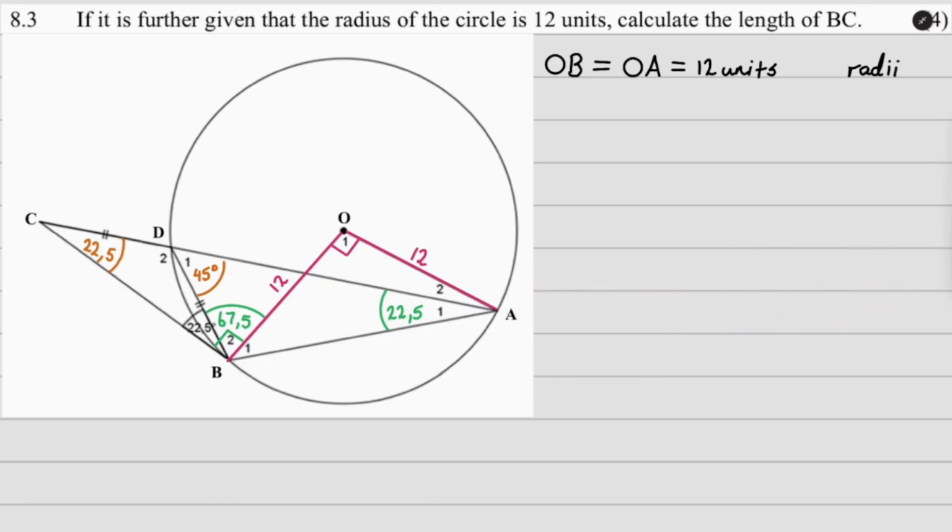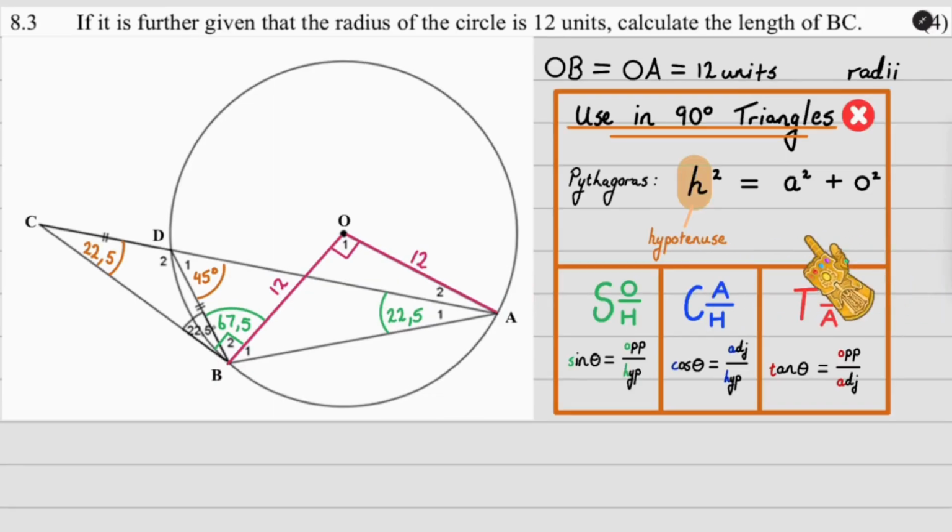I've got 2 tools at my disposal. I can either use Pythagoras or I can use SOHCAHTOA. Since I don't have any angles inside of this triangle, OBA, I'm not going to use SOHCAHTOA. I'd rather use Pythagoras because I've got 2 sides and I'm missing the third. So I'm going to calculate BA with the use of Pythagoras. Now my hypotenuse is the side AB, so I'm going to fill in AB in the hypotenuse's place.